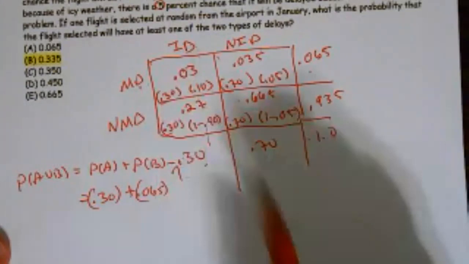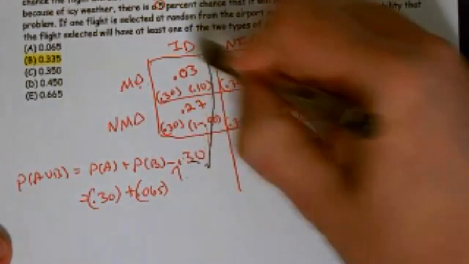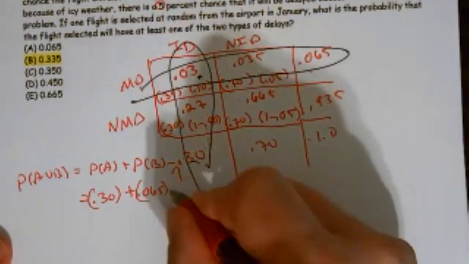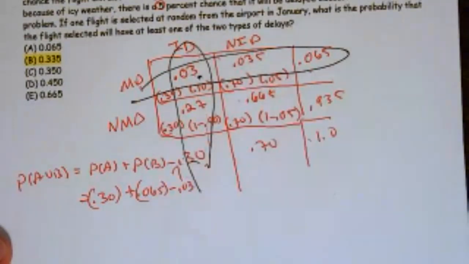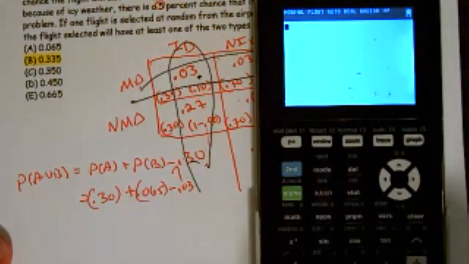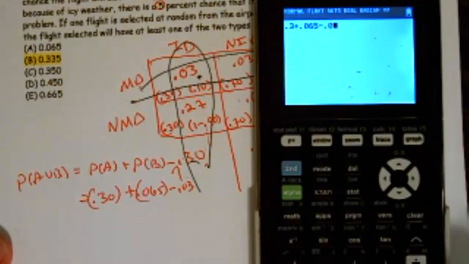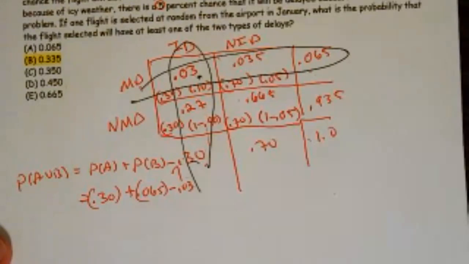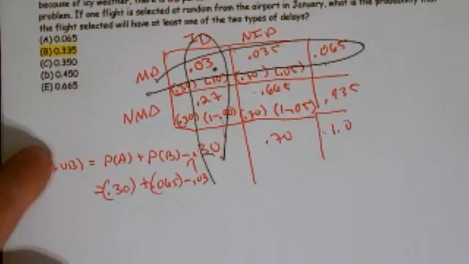But I have to subtract out the intersection because that part got counted twice, just like it got circled twice, minus 0.03. So 0.3 plus 0.065 minus 0.03 is 0.335, and that gives me the answer to that problem. And that's a fairly challenging problem because not only did you have to set up the table, but you had to remember the probability of A union B equals A plus B minus the intersection. Now that formula is on the formula chart, but you have to still remember to use it.